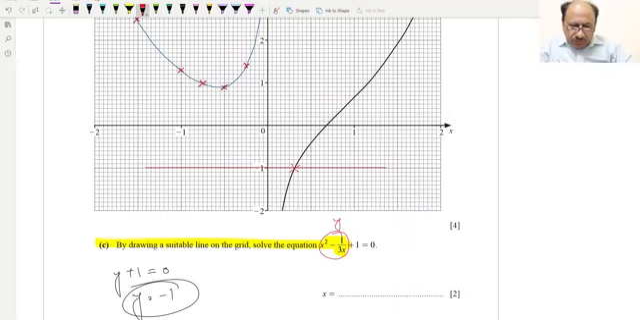And this point is what? This point will be up to this reference. So two small boxes are equal to 1. So 1, 2, 3. So this is basically 0.3. So the x value is 0.3. We can write our answer over here, 0.3, and this is 2 marks.